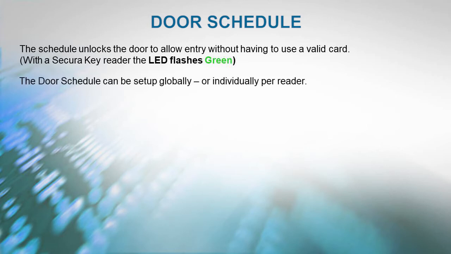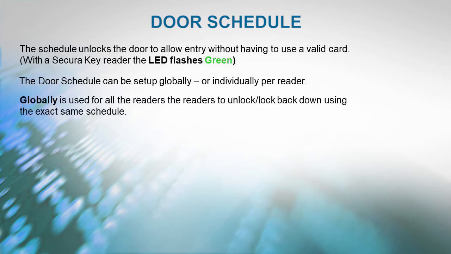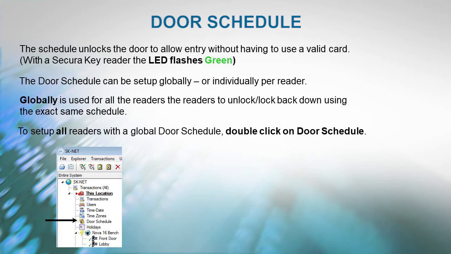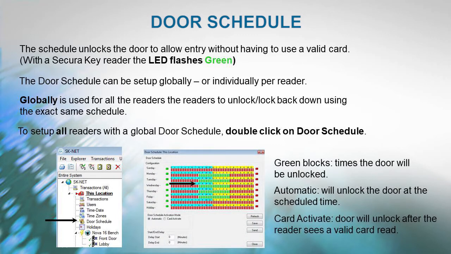The door schedule can be set up globally or individually per reader. Globally is only used when you want all the readers to unlock and lock using the exact same schedule. To set up all readers with the same door schedule, global, double-click on Door Schedule. The green blocks indicate the times the door will be unlocked. Automatic will unlock the door at the scheduled time. Card Activate, the door will unlock after the reader sees a valid card read.